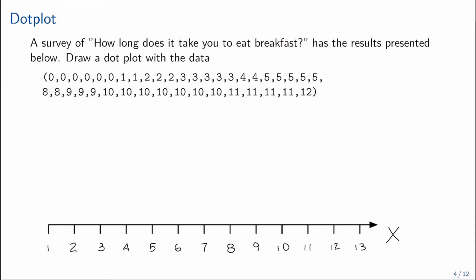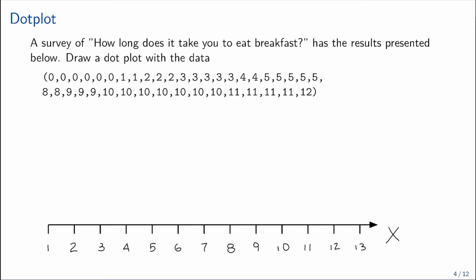Okay, now let's see another way of reorganizing data, and this is dot plots. In a similar fashion, this example is related to how long it takes you to eat breakfast. These are the results after looking into a group of people, that's a sample. Some of them took in between 0 to 10 minutes.